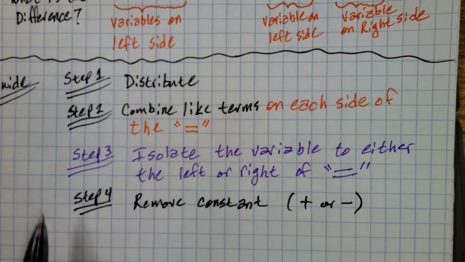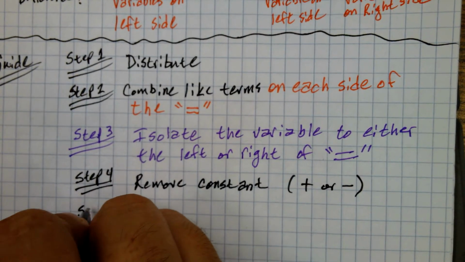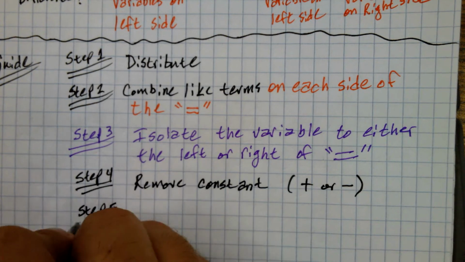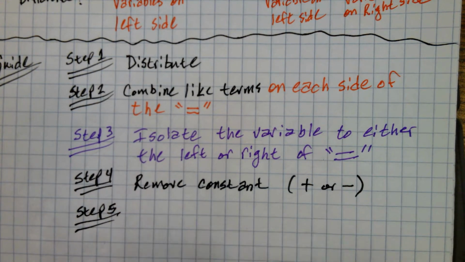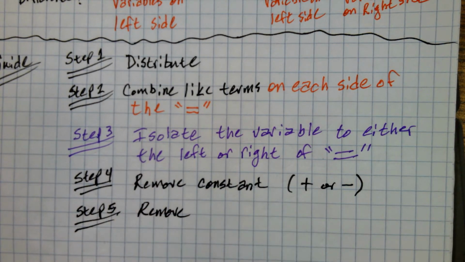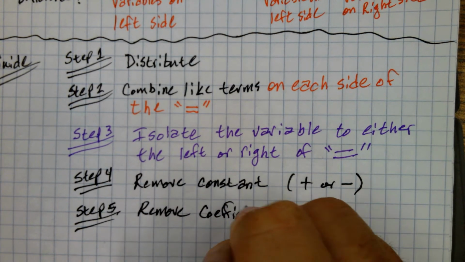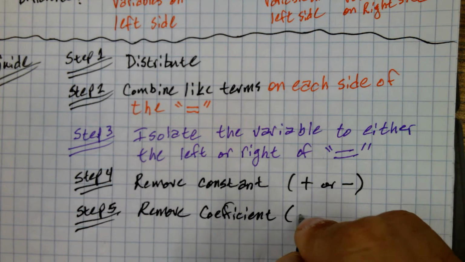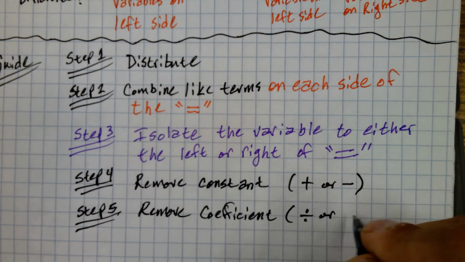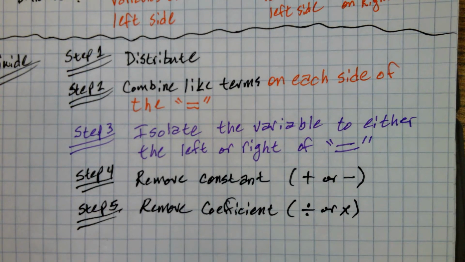So basically, by the time we finish step 3, we should have a 2-step equation. And so the last step, step 5, we're going to remove the coefficient. That's when we have something like 6x or x divided by 6. And we're going to remove the coefficient by either dividing or multiplying. Okay. So those are the 5 steps we're going to follow.